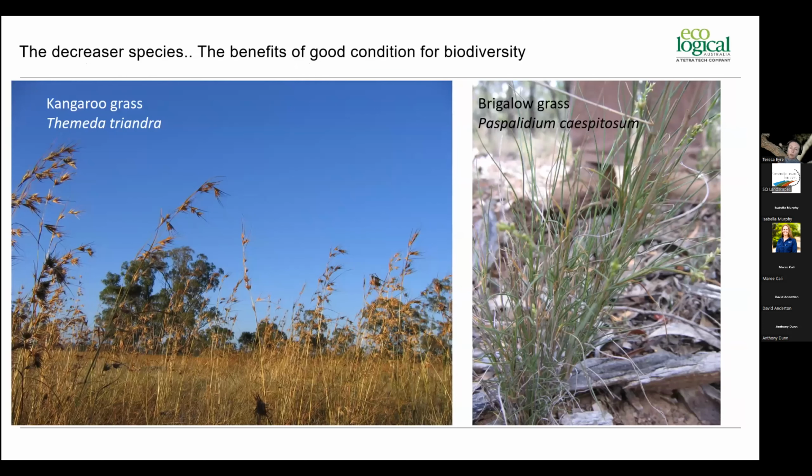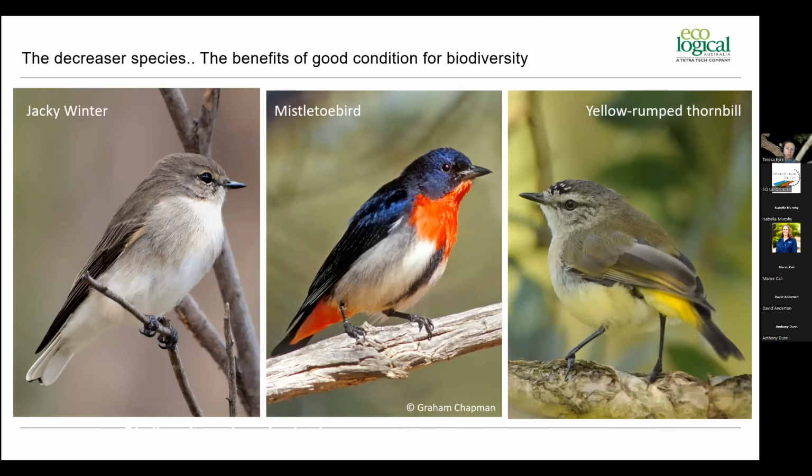So moving on to the losers of poor condition country, the decreasers, or the indicators of good condition for biodiversity. So kangaroo grass, beautiful grass, brigalow grass, little woodland birds. I've just thrown in a few photos here, but there's a whole suite of them, particularly in the brigalow communities and the mulga communities, that are thriving in the good condition areas, but we are losing them thanks a lot to noisy miners in the poor condition areas.